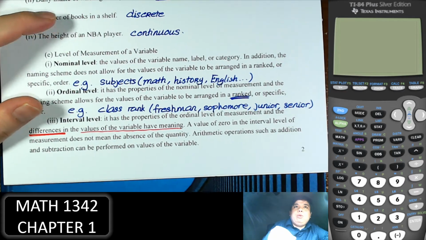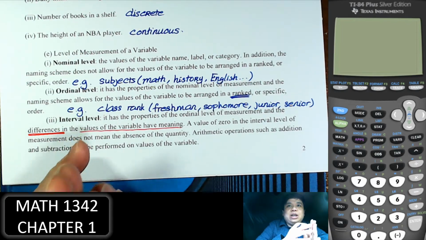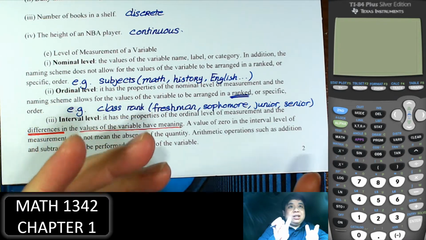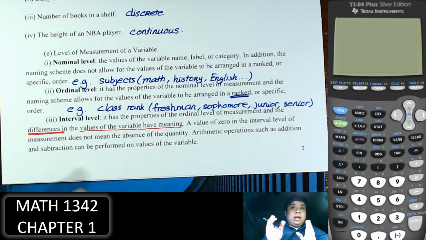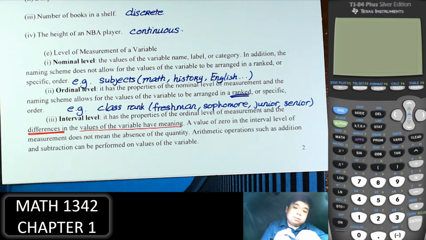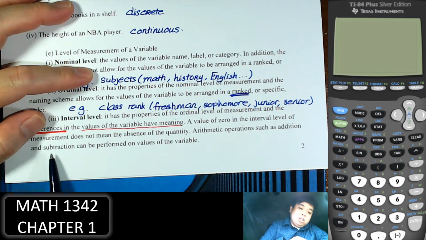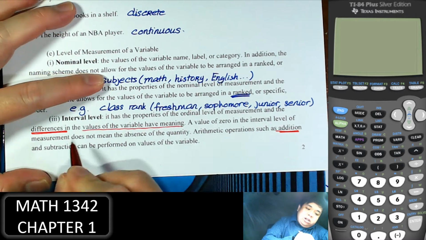Right. For example, if we talk about temperature, if it is between 10 degrees and 20 degrees, the difference is 20 minus 10, which is 10 degrees. Or we can go from 50 degrees to 60 degrees. The difference is also 10 degrees. So the difference has meaning to it. But if we say 0 degrees, it doesn't mean there's no temperature, right? Arithmetic operations such as addition and subtraction can be performed.